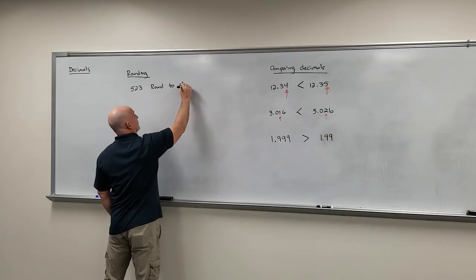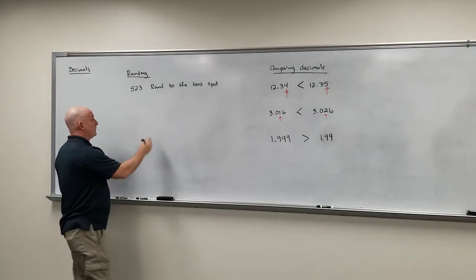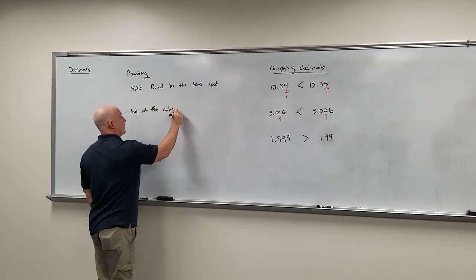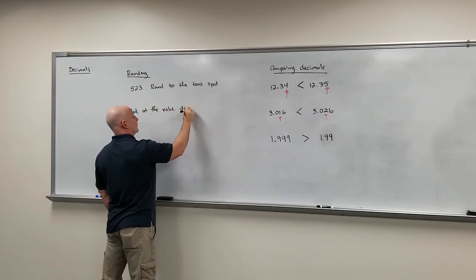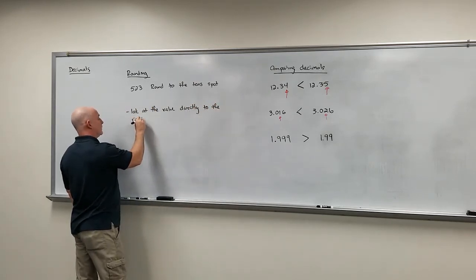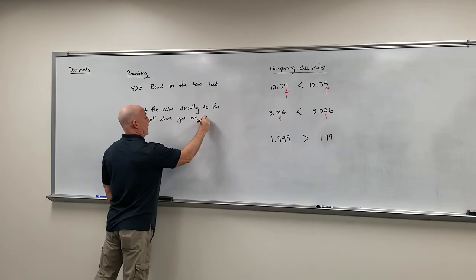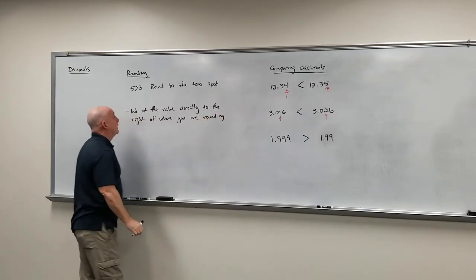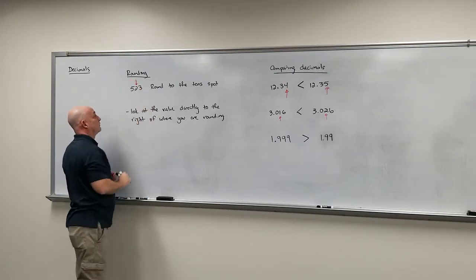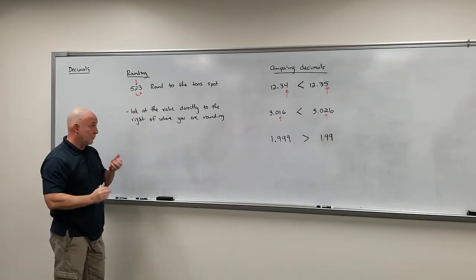We've rounded numbers before in the past, so if I had 523 and I said round to the tens spot, remember how we round. Look at the value directly to the right of where you are rounding. Here I'm rounding to the tens spot, so this is what I'm trying to round to. I'm going to look directly to the right. The number to the right tells me what I'm going to do.